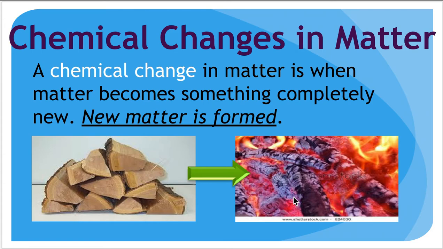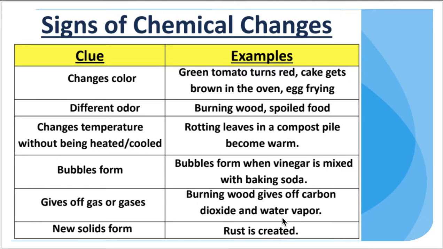Just like we already saw, that new matter is formed, okay? That wood that is being burned is not like it was before. Okay, so here are some more examples. We see a change in color. That's a sign of a chemical change. Like when our tomato turns red, or cake gets brown in the oven, or our egg is frying, right? Think about that kind of stuff.